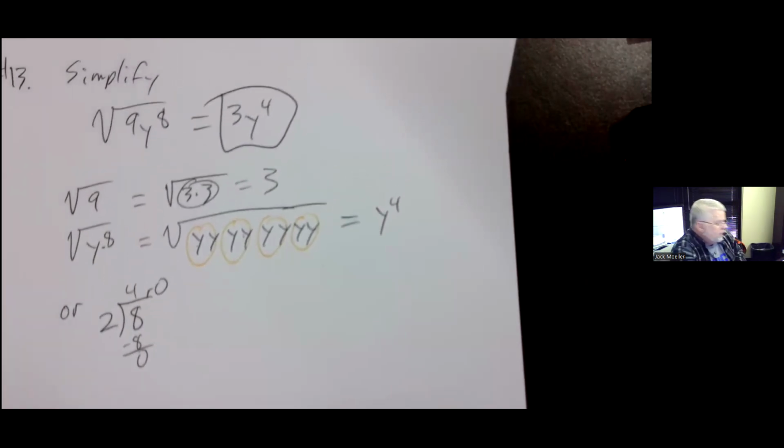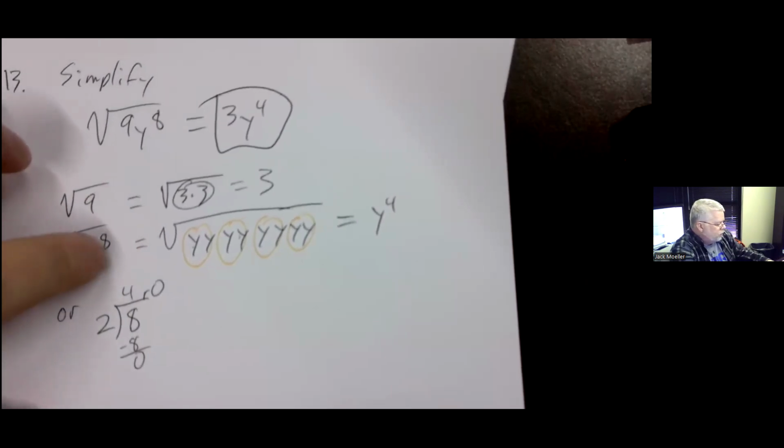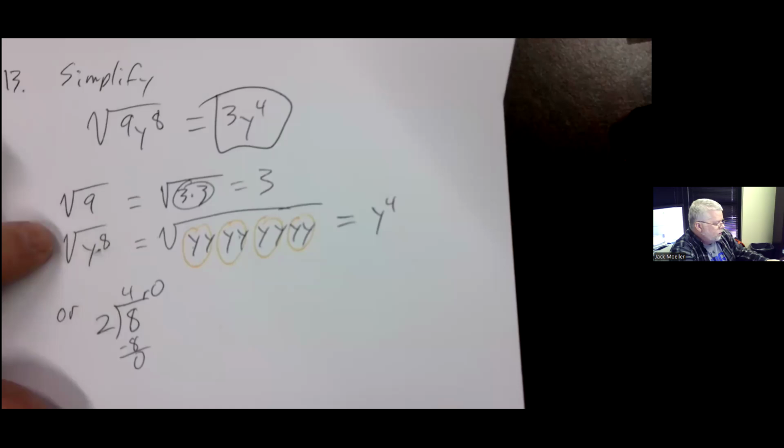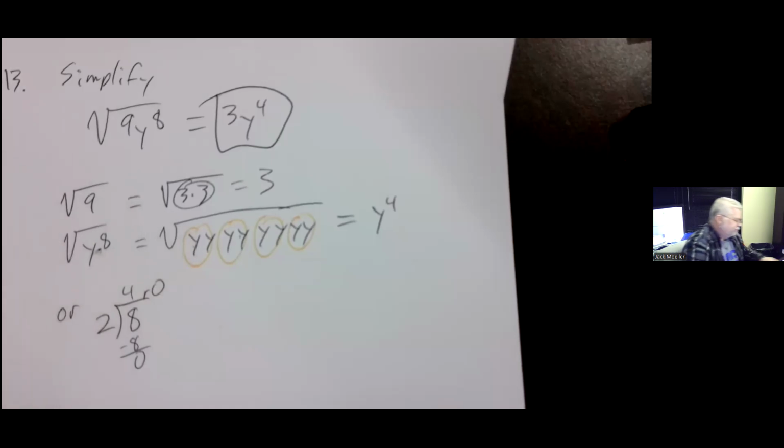The main thing you have to be careful of with the grouping method is, are you doing square roots or cube roots or fourth roots, whatever? If it's a square root, you're looking for pairs. If it's a cube root, you're looking for triplets. If it's a fourth root, you're looking for groups of 4, and so on.